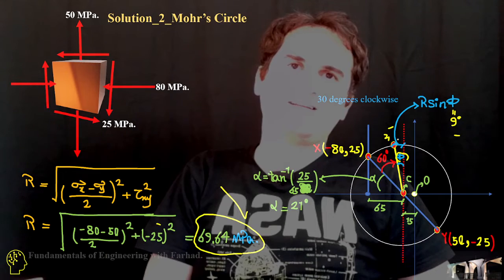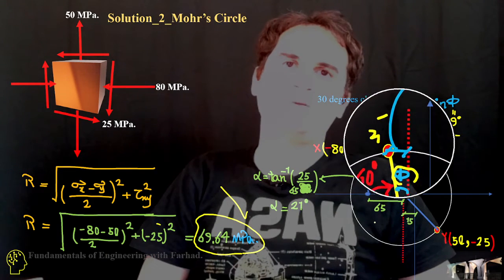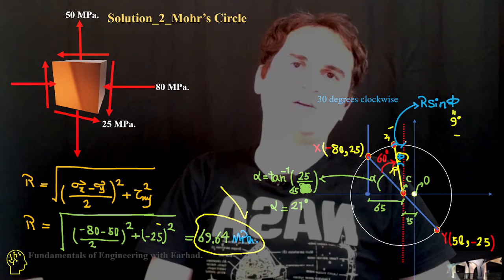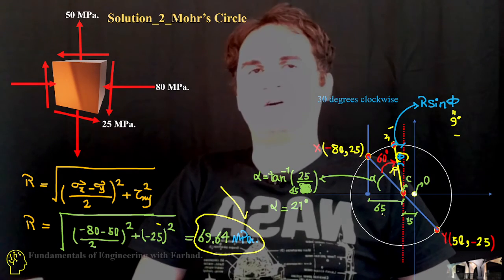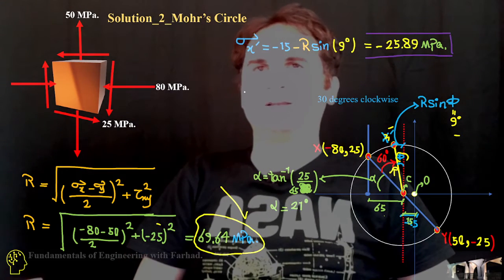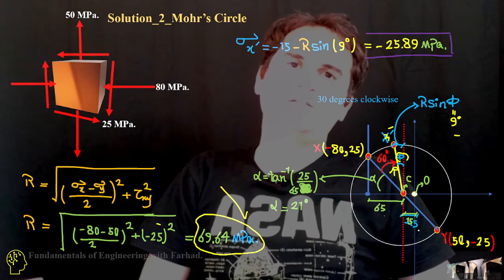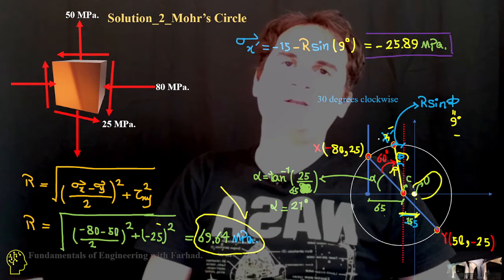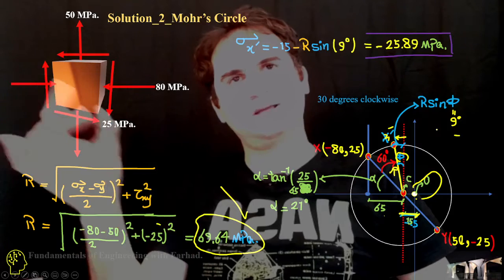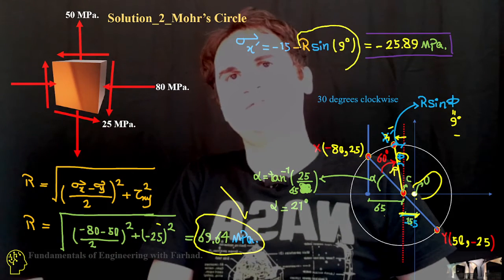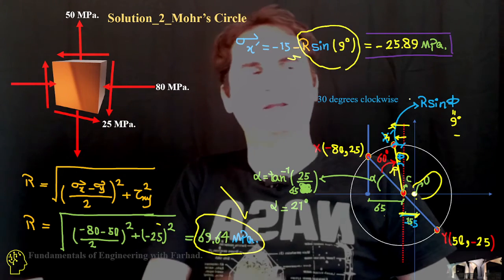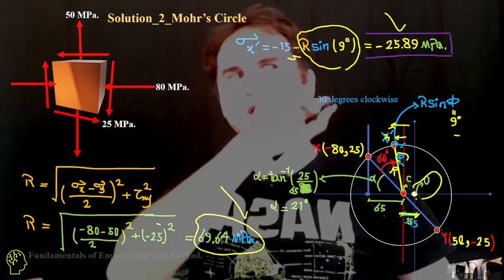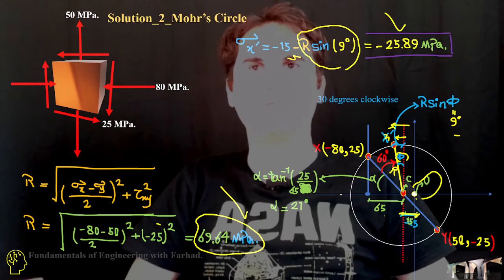And this small horizontal distance at the top here, that's r sine of theta. So that's r sine of theta, and sigma x prime is negative 15, which is here. Sigma x from our origin is negative 15 minus, it just moves a bit more to the left, and that's r times sine of 9 degrees. That's negative because we just move a bit more in negative direction of x, and it just gives us negative 25.89 megapascal, which is exactly the same amount from the formula.